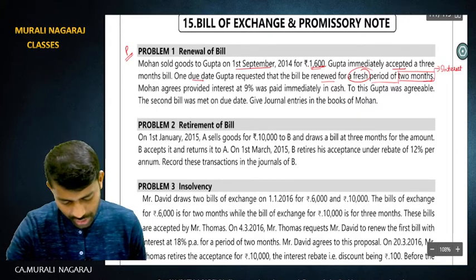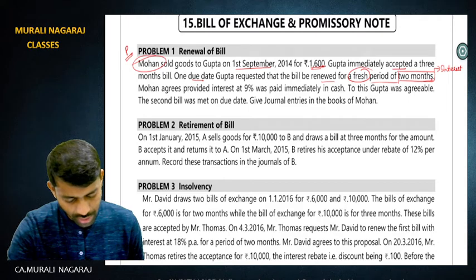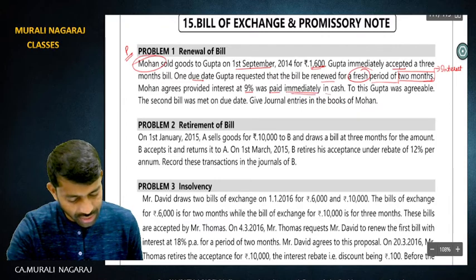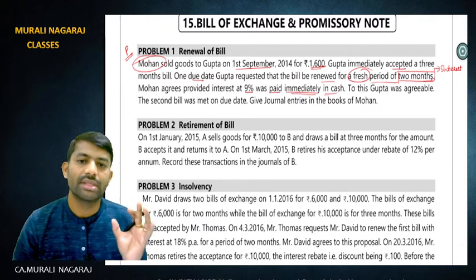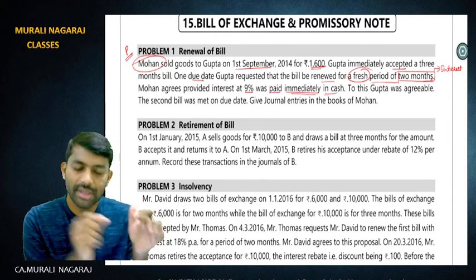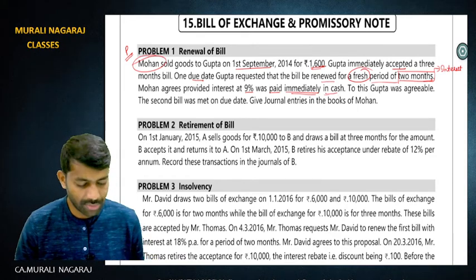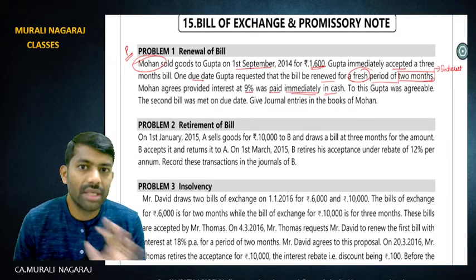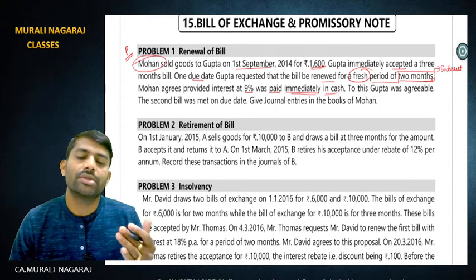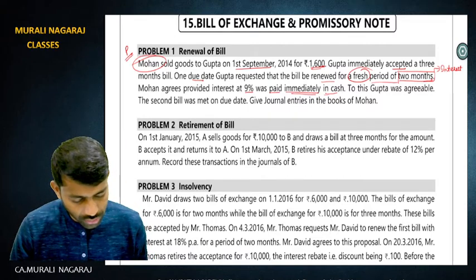Here, Mohan is the bills receivable holder. Mohan agrees, provided interest at 9% is paid immediately in cash. 1600 is the bill amount. For that 1600, if he agrees to pay interest for 2 months, and pays that interest now itself, then only will Mohan agree. That was the condition he attached. Out of the 1600 principal, he is not settling any amount, only the interest, and that too in cash. For the balance 1600 as it is, I will cancel the old bill and give a new bill. To this, Gupta was agreeable.